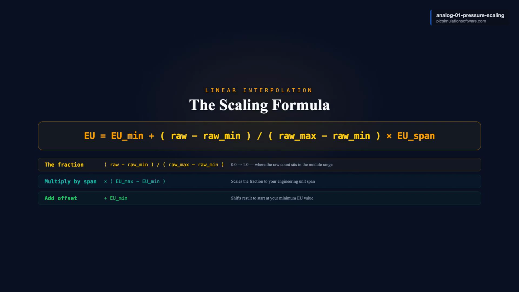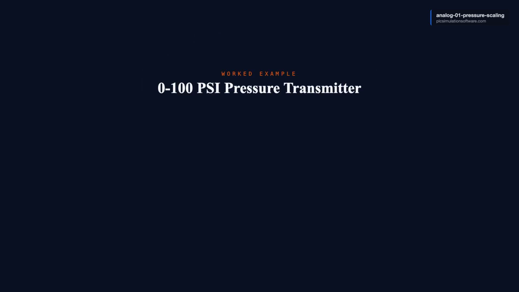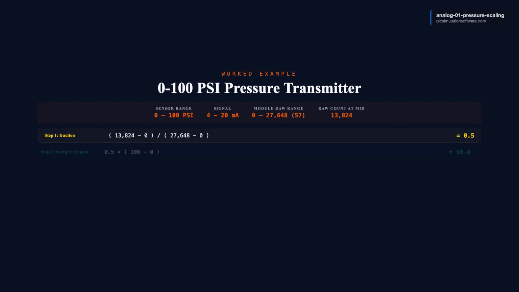This formula is the same regardless of sensor type or PLC platform. Whether you are scaling a pressure transmitter, a temperature probe, a flow meter, or a level sensor, the same interpolation applies. The inputs change. The formula does not.